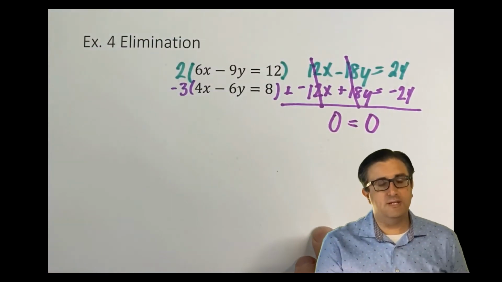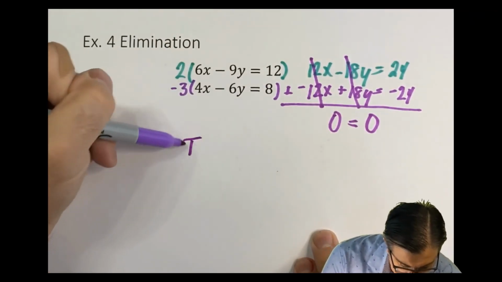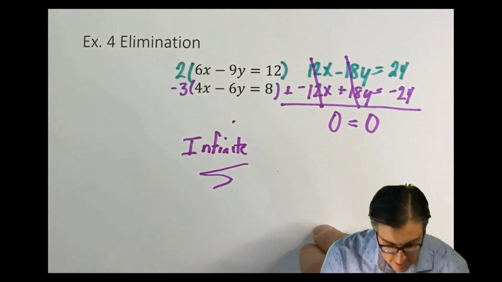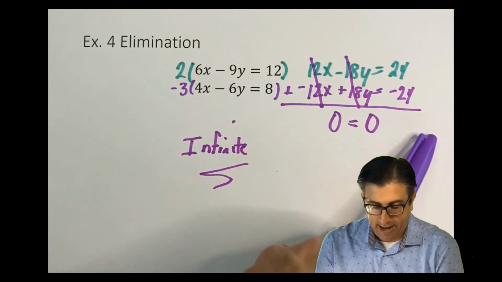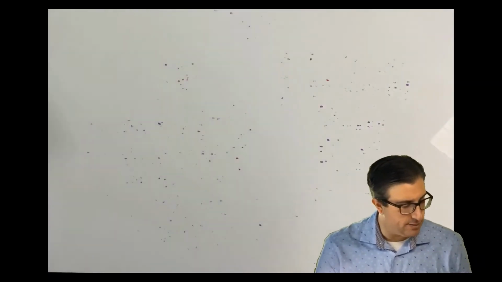Well, how often does 0 equal 0? 0 always equals 0, which means my answer is infinite solutions. This is an infinite answer. When all your variables cancel and there's a 0 on the other side, that's an infinite solutions answer.